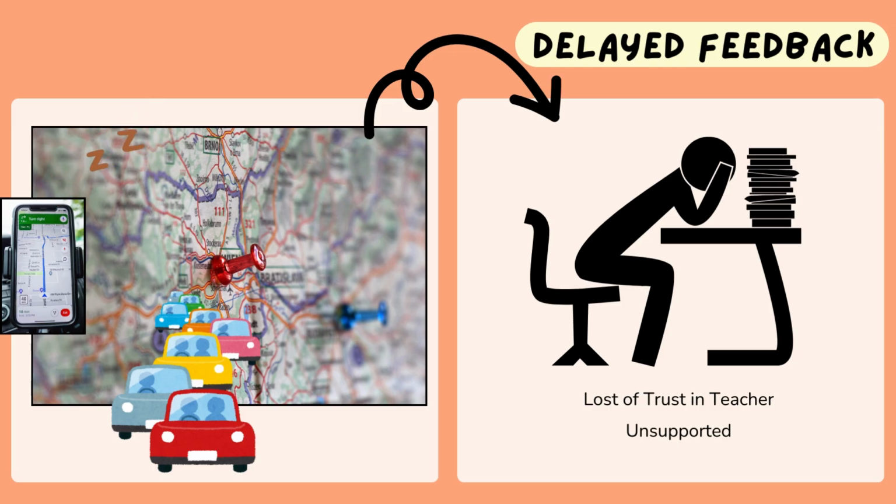Imagine Google Maps decided it was too tired to tell you of an upcoming slowdown that increased your trip by 30 minutes. The results would be frustration towards Google Maps and mistrust of the app. The same can be said about delayed feedback to students. If a student cannot trust a teacher to give feedback in a timely manner, the student will lose trust in the teacher's motives and feel unsupported in the classroom.